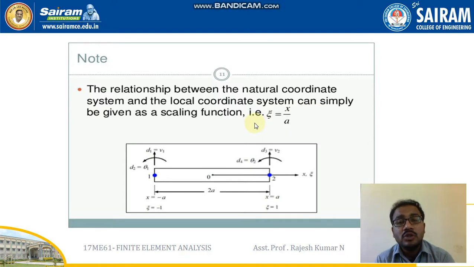When you are solving any derivation or problem where it is mandatory to convert natural coordinates into Cartesian, or Cartesian into natural coordinates, we will be following this particular equation: zeta is equal to x by a. Remember this one, because most of the derivations we will be solving in natural coordinates. Ultimately we will be converting that into Cartesian coordinates. While solving problems, usually they are given in Cartesian coordinates, but when we are finding some solutions, they should be converted into natural coordinates. So always remember this particular equation, the conversion between natural and Cartesian coordinates: zeta is equal to x by a.